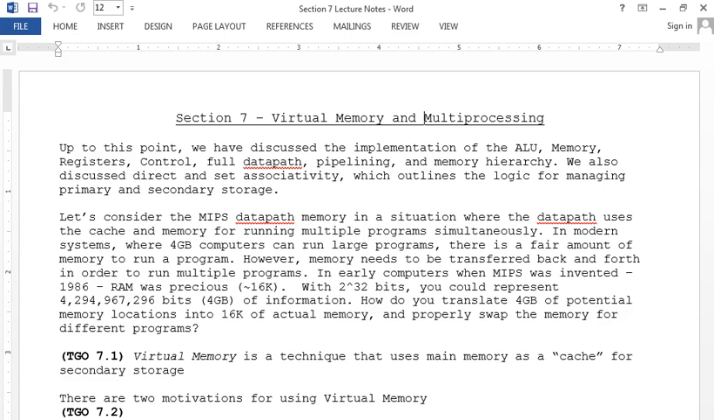Mm-hmm. Did I bring back some bad memories there? What, RAID arrays? Yeah. Yes, they are. Okay.